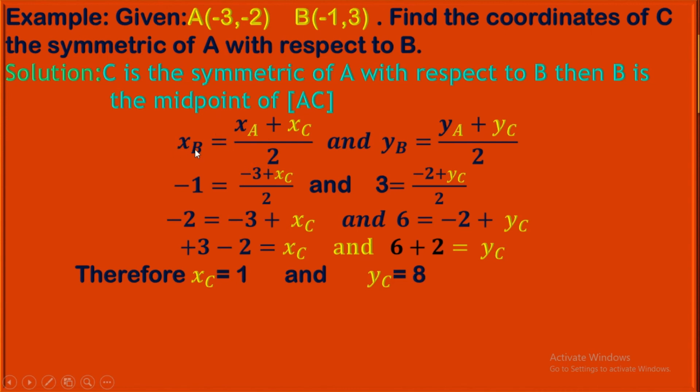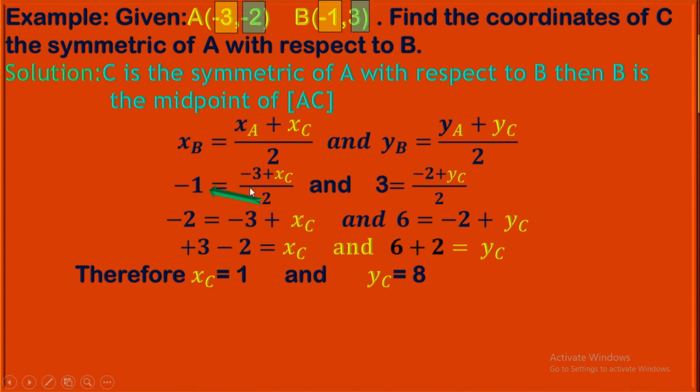So here we have XB equals (XA plus XC) over 2. XA is minus 3, while XC we don't know it, we keep XC the same. But XB we know its value, we replace XB by minus 1. Well, now we want to solve it. So as you see here, we replace XB by minus 1, XA by minus 3. We keep XC the same. It's unknown. We're going to find it.